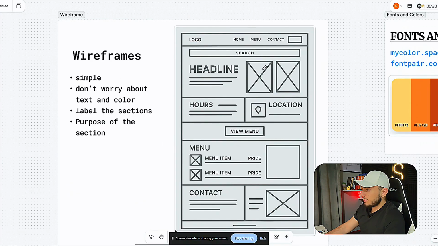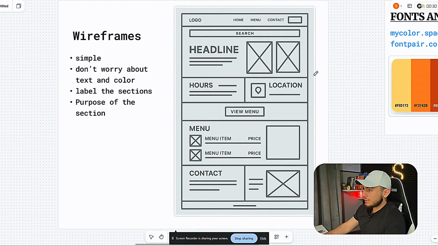And for the wireframe, you don't really need to worry about text or color so far. This one is a perfect example. You just have some boxes for where the images are going to go, and then your headlines, and then places for the buttons. You really don't need much more than this. You don't even need color in this stage.